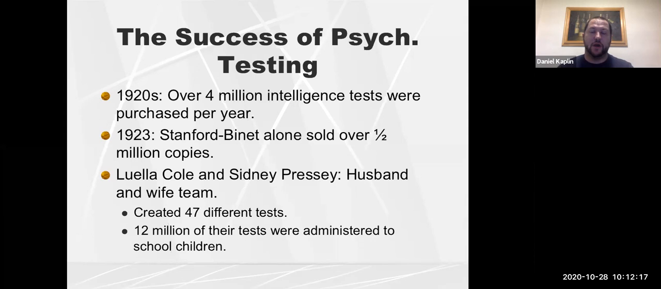So just to give you an idea, in the 1920s, over 4 million IQ tests were purchased per year. That's a lot. In 1923, 500,000 copies of the Stanford-Binet test alone were copied. And then the Pressey team, they create a whole bunch of tests. So Luella Cole and Sidney Pressey worked together as husband and wife, and they created 47 different tests on their own, and 12 million of their tests were administered to school children. So just think about that.